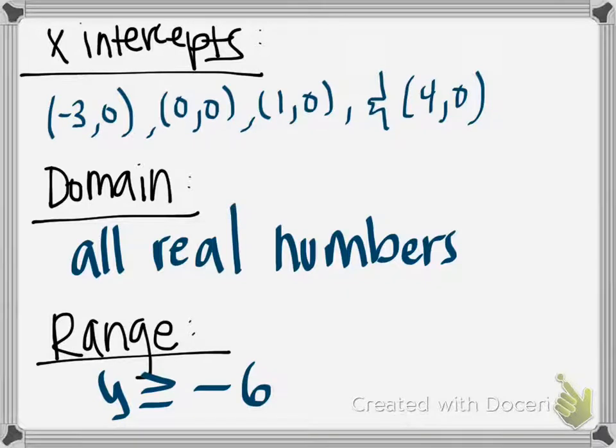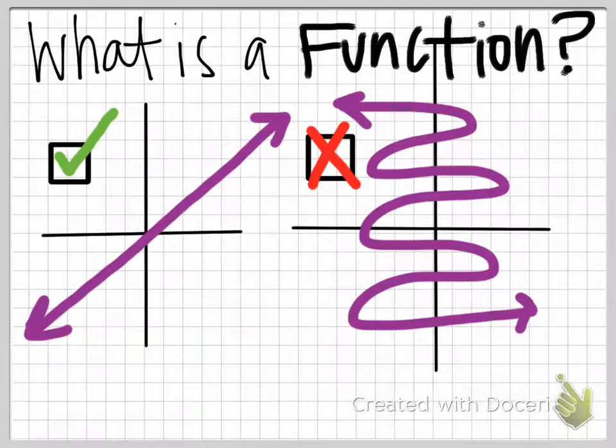The problem we are going to go over states: on one set of axes, sketch graphs of three different functions, each with x-intercepts at -3, 0, 1, and 4, a domain of all real numbers, and a range of y is greater than or equal to -6. Try to make the functions as different as you can while still satisfying all of the necessary conditions.